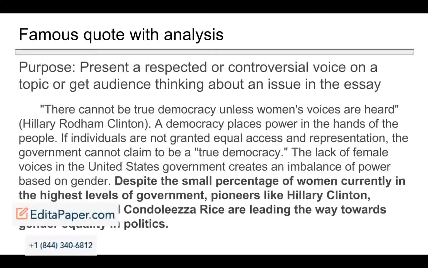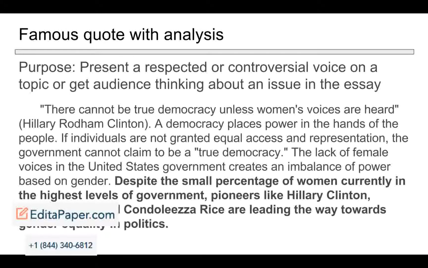A democracy places power in the hands of the people. If individuals are not granted equal access and representation, the government cannot claim to be a, quote, true democracy. The lack of female voices in the United States government creates an imbalance of power based on gender. Despite the small percentage of women currently at the highest levels of government, pioneers like Hillary Clinton, Nancy Pelosi, and Condoleezza Rice are leading the way towards gender equality in politics."